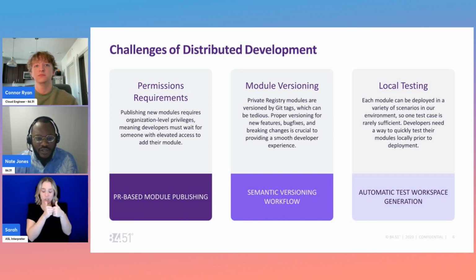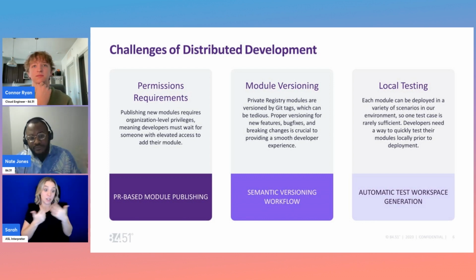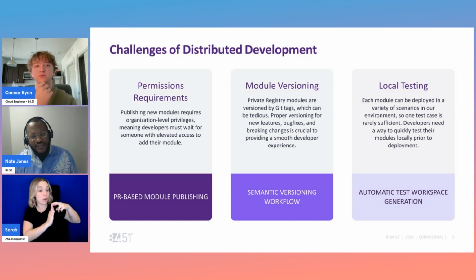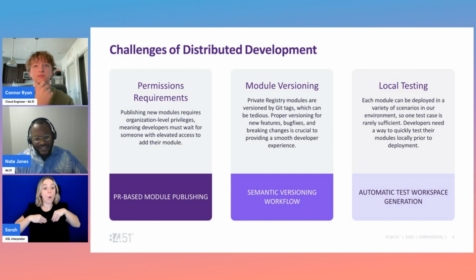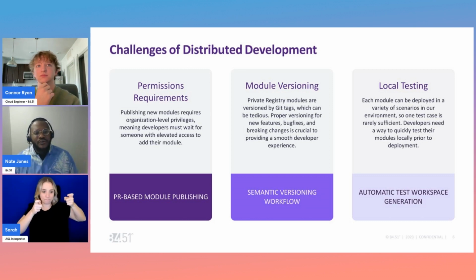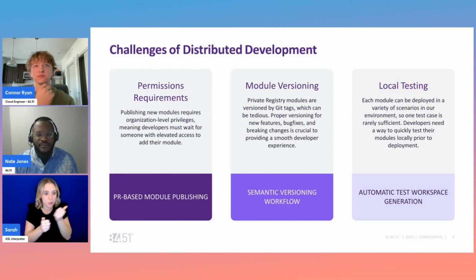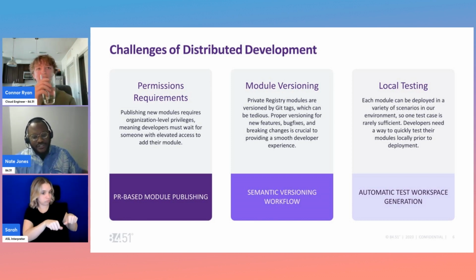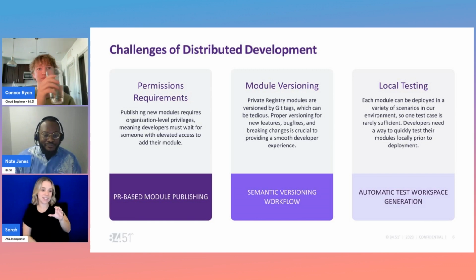So number one is permissions requirements, right? To get a new module into the registry, you have to either be an owner or you have to have registry admin. And we didn't want to be giving that permission out to a bunch of people. So our solution to that is PR-based module publishing. The idea here, and we'll get more into this in the demo, is that you can put in a PR and our CI/CD on the back end will handle actually having the permissions to add a module to the registry.